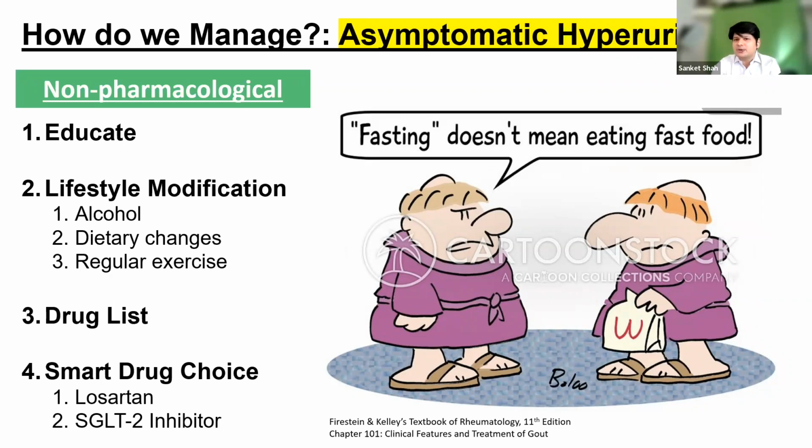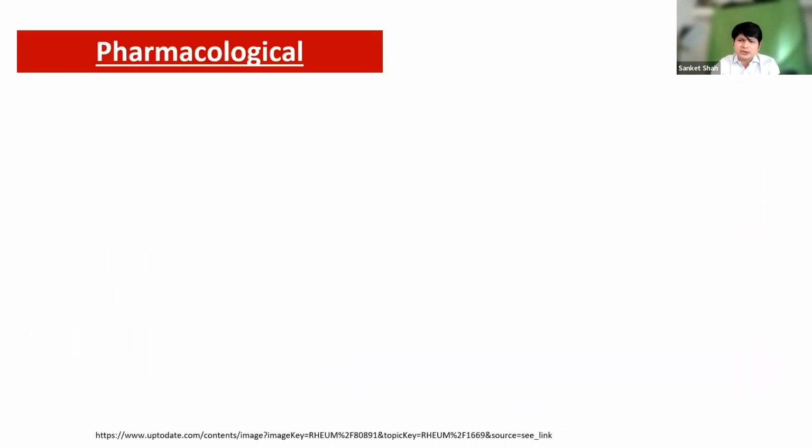So this is the management of asymptomatic hyperuricemia. Is there any role of febuxostat, allopurinol, or any urate lowering agent when you have a patient with asymptomatic hyperuricemia? Yes, it is there. That is in the next slide, but you will realize it is not much.